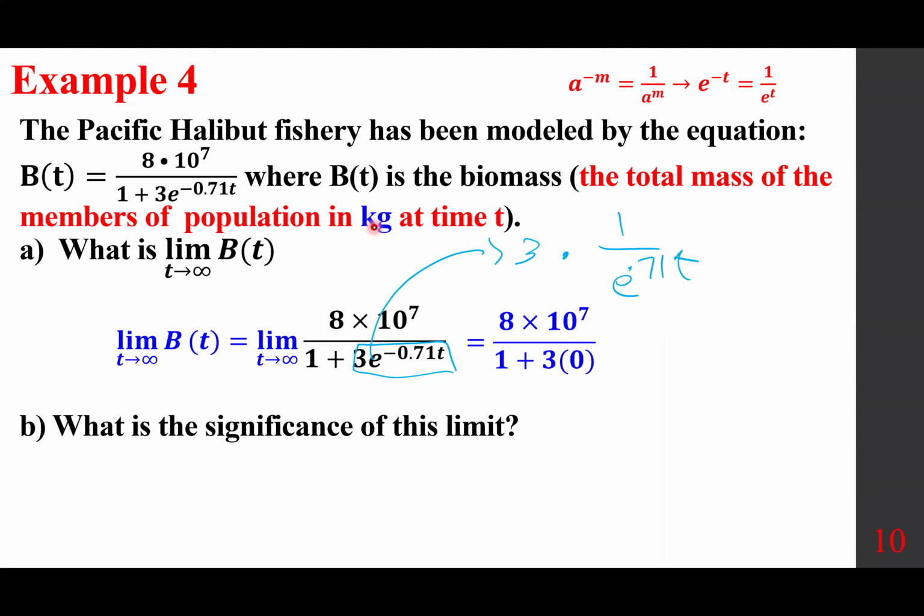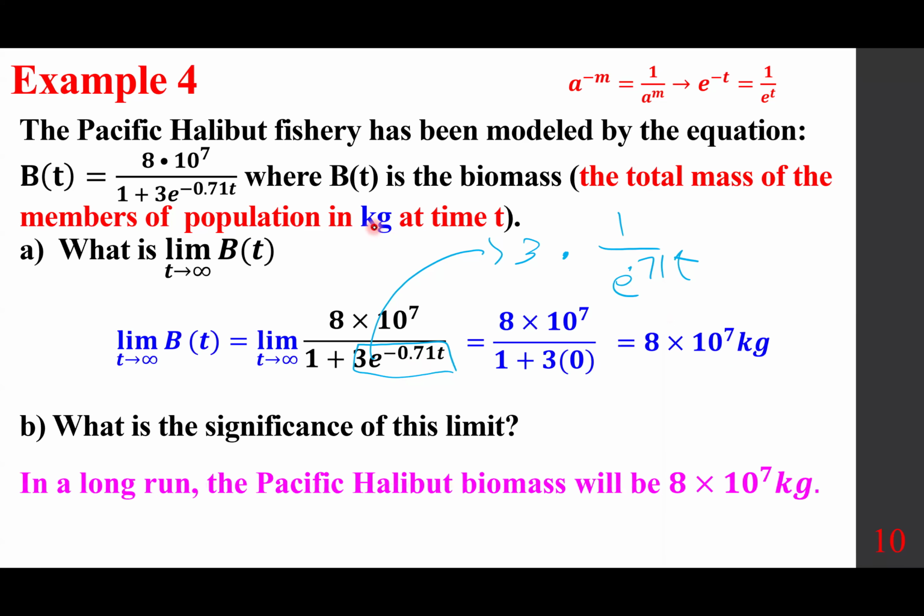And the same unit, kilograms. That's the biomass. What is the significance of this limit? In the long run, the Pacific halibut biomass will be 8 times 10 to the power of 7 kilograms. That means 8 with 7 zeros. That means 80 million kilograms. That's the meaning of it.